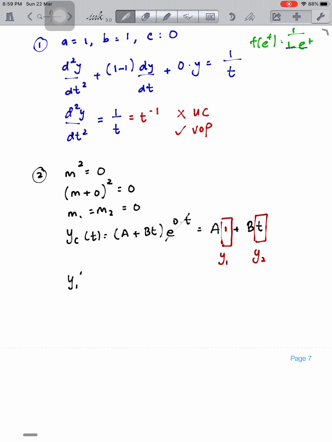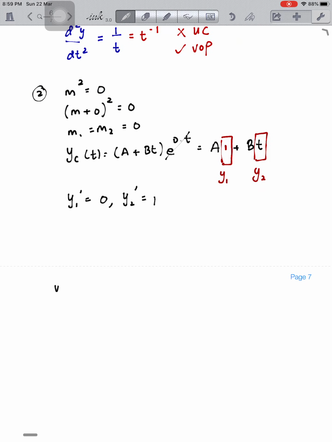So y1 prime, when I differentiate 1, that's simply going to be a 0, and y2 prime, differentiating t, that is going to be a 1. And we're going to need those values to find the Wronskian, so let's rearrange that. y1 and y2 go on top, 1 and also t, the derivatives go right underneath, 0 and 1. So this is going to be 1 multiplied by 1 minus t multiplied by 0, so that's a 0. So my Wronskian is going to be a value of 1.